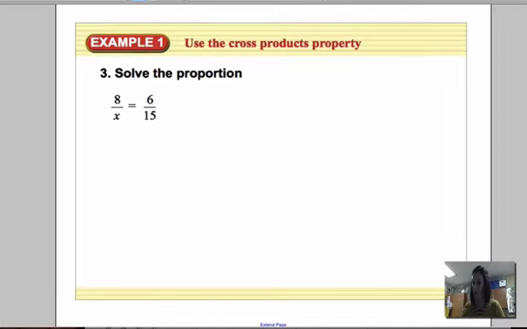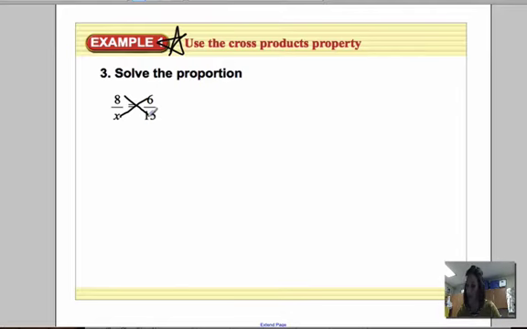All right, now if you look at this example, it says use the cross products property. This is important now in algebra because sometimes this variable is not just a variable. It might be 2x or x plus 5. So to use cross products, what that means is we are going to take the diagonals, multiply them, and set them equal to each other.